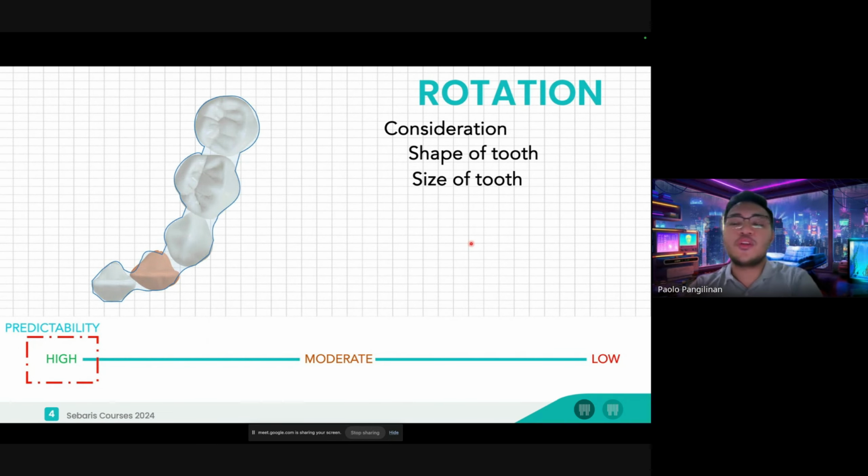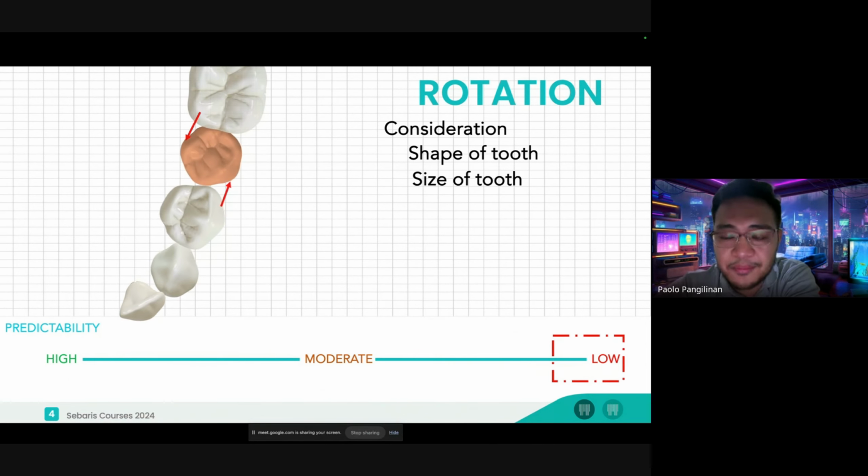So yeah, in terms of rotation, doctors, we have to consider the size and the shape of your tooth. Now, in terms of predictability, if your tooth is angular in nature, it's gonna be a little bit easier for you to manipulate the push. Why? Because pushing is much more reliant on flat surfaces, right? If that's the case, most of the time, rotation is gonna be generally predictable to some extent.